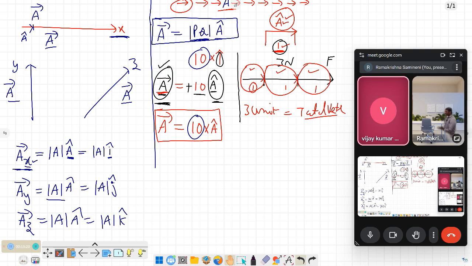This is the way you represent the vector in terms of x, y, z axes. If the vector is along the x-axis, mod A into i cap. If along the y-axis, mod A into j cap. If along the z-axis, mod A into k cap. This represents the vector.